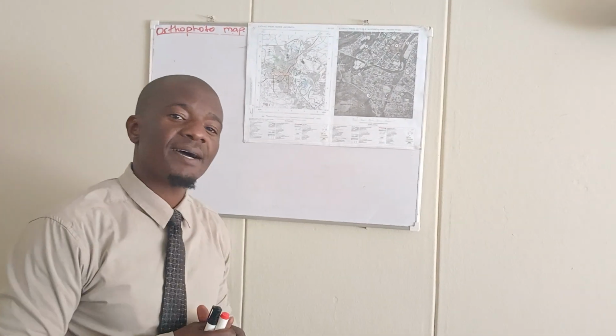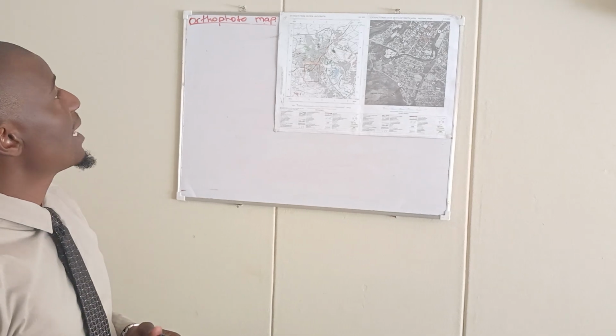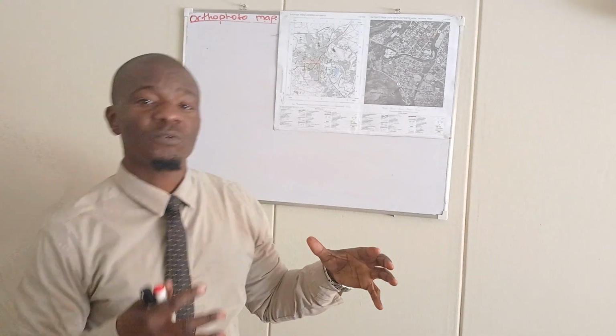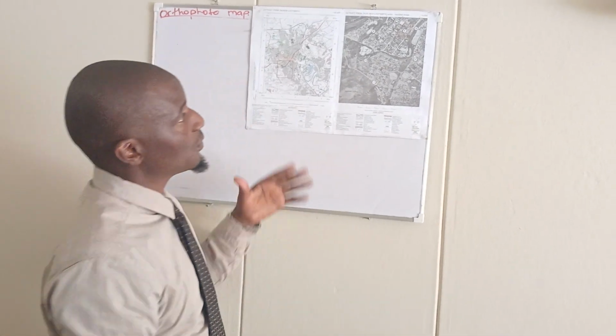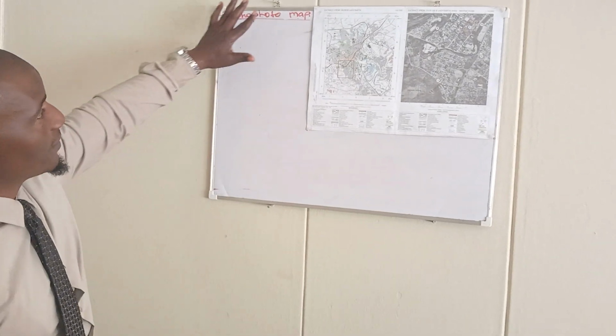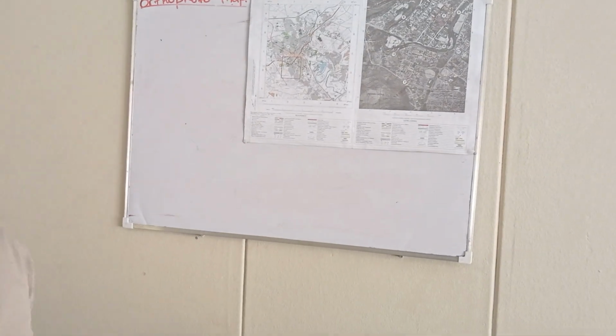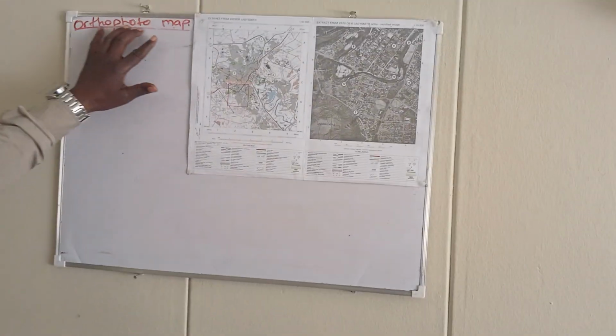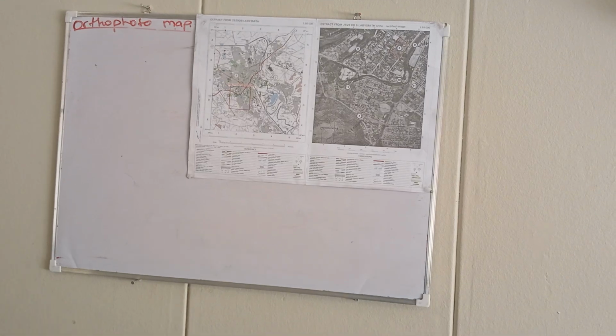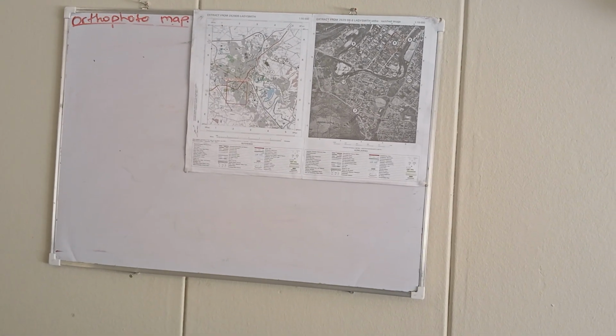Okay, this is a continuation from the lesson about aerial photographs. Remember, I said I'm going to share aerial photographs, and also the orthophoto map. So this is an example of an orthophoto map. What I'm going to do now is explain how we come up with the orthophoto map and how it is created.